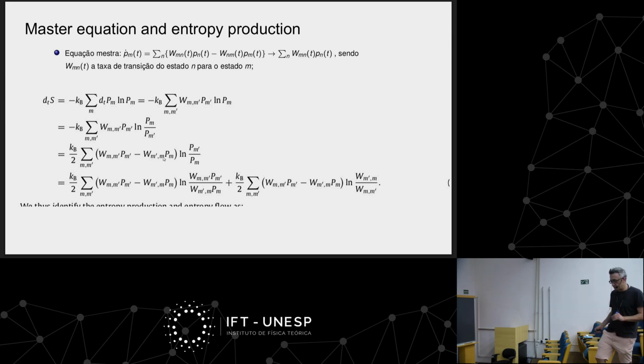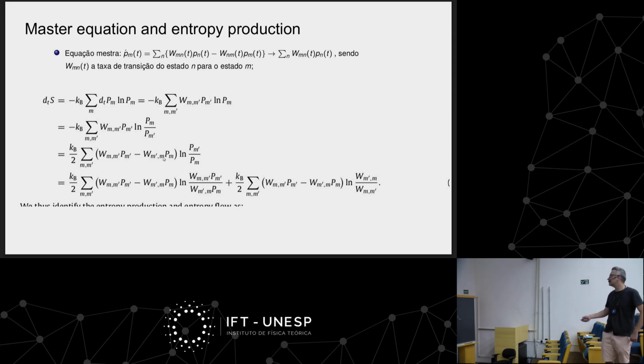Now, the formulation of the first law and the second law of thermodynamics requires two definitions. First is the definition of entropy. We assume that the entropy is the Shannon entropy. We are assuming this definition of entropy, which was considered in the equilibrium case, is valid in the non-equilibrium case.